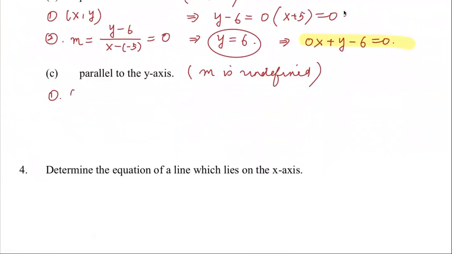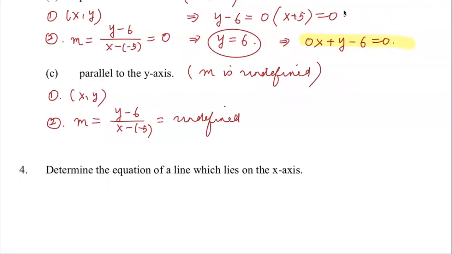First step, we let xy represent all the points on the straight line, right? Second, m is equal to y minus 6 over x minus 5, right? And this is undefined. This is undefined. What does this mean?